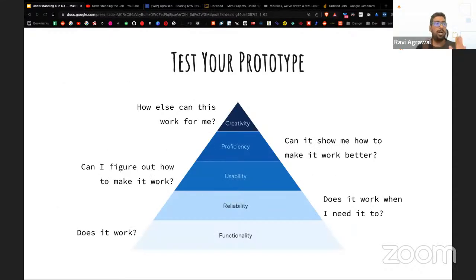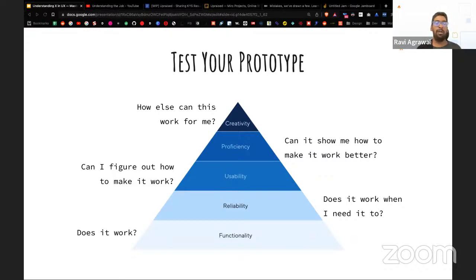Now I want you to understand that, very similar to Maslow's hierarchy, where humans have different levels of needs, there is a Maslow's hierarchy of design needs. Don't try to solve for proficiency if you have not solved for reliability or functionality yet. So ask yourself, does it work? Yes, no, good, great. Functionality is done. Does it work when I need it to? Can I figure out how to make it work? Can it show me how to make it work better? And how else can this work for me?